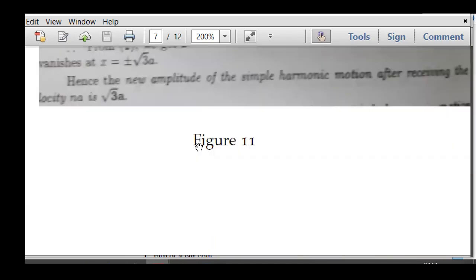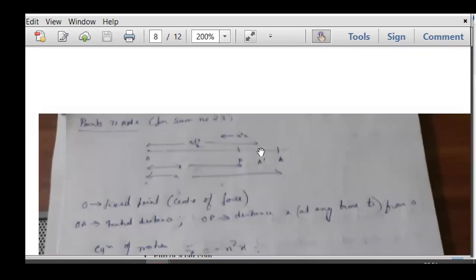So where is it occurring? The particle started and was moving like this. All of a sudden at A dash it receives a blow from O, so that its velocity is increased by an amount na. Suppose it was having a velocity v dash, it will now become v dash plus na. That is what happens because of the sudden change at the point A dash.